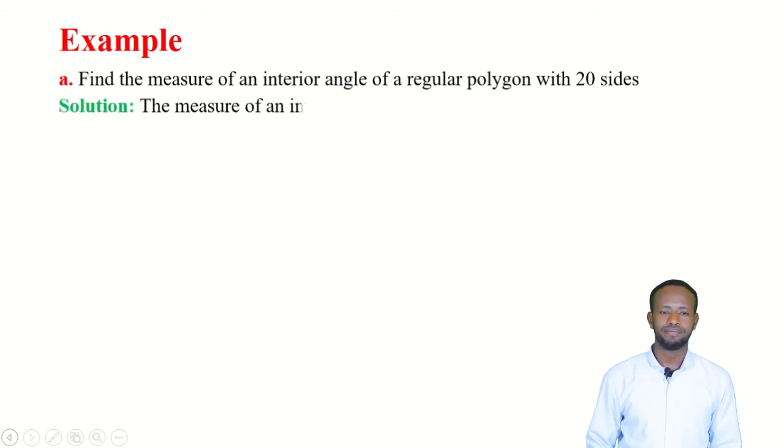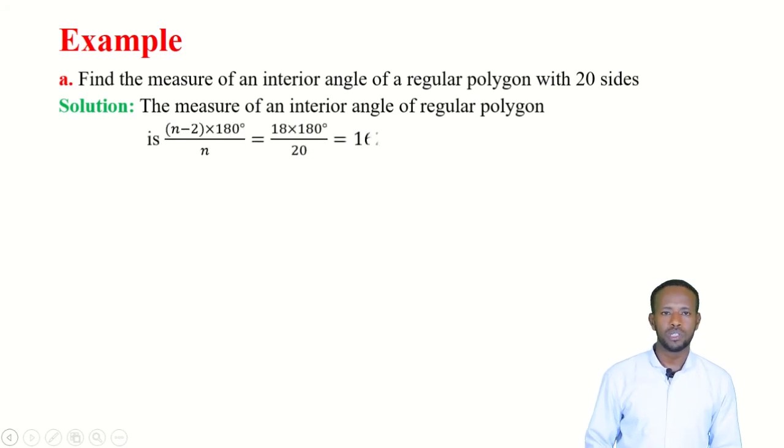Let us see the solution. The measure of an interior angle of a regular polygon is obtained by n minus 2 times 180 degrees over n. So in place of n we can put 20 and we will get 18 times 180 over 20. When we simplify this part, we will get 162 degrees.